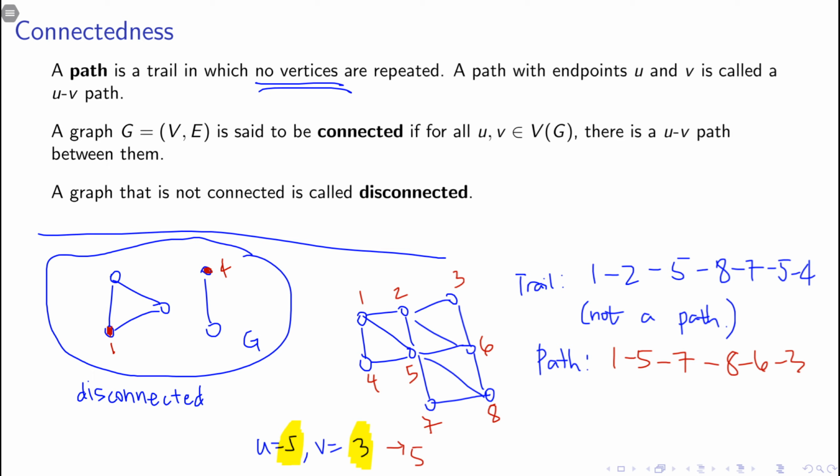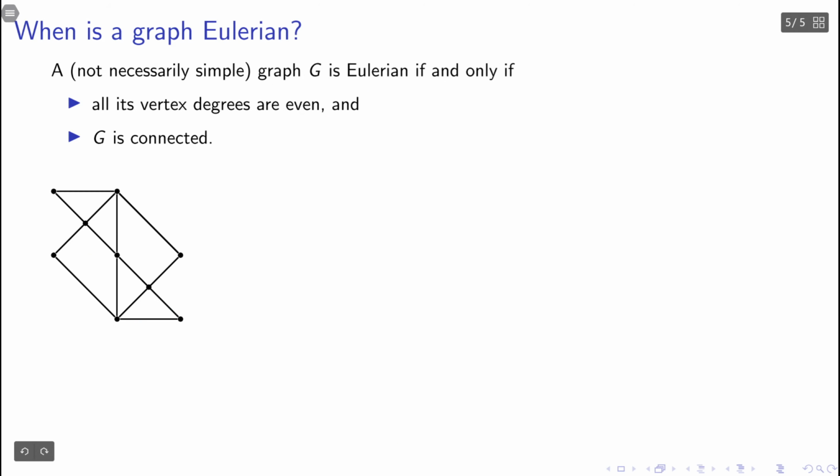What's the second condition? It turns out that the other condition, so this is what I was talking about before, G is connected. The other condition actually has something to do with the degrees of your vertices. Right, so remember what the degree is. It's just the number of edges incident to that vertex.